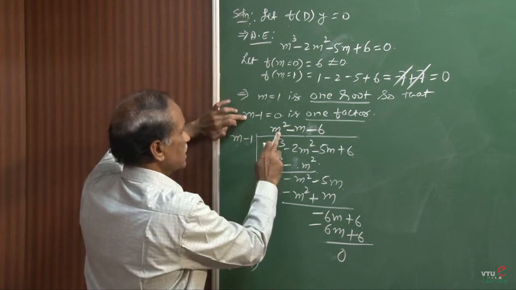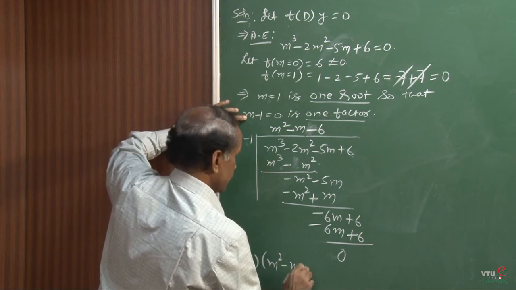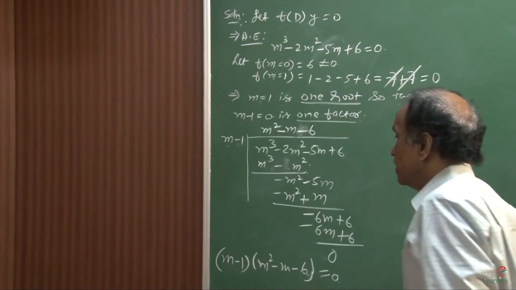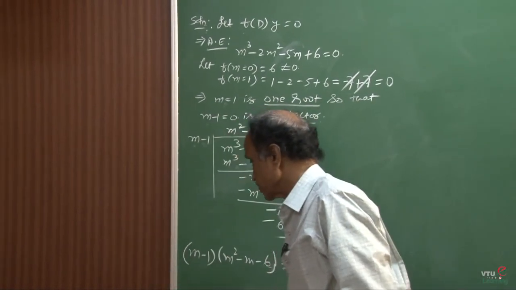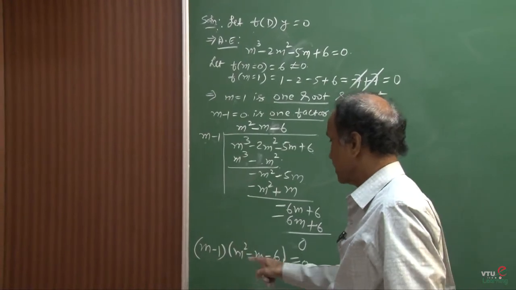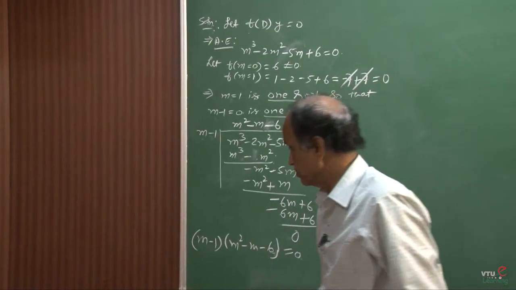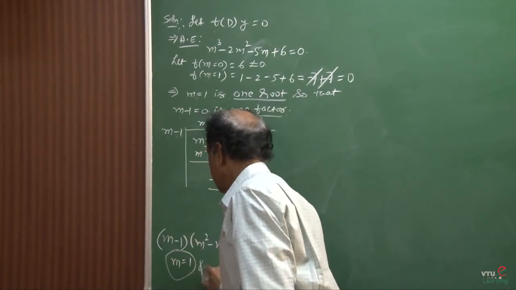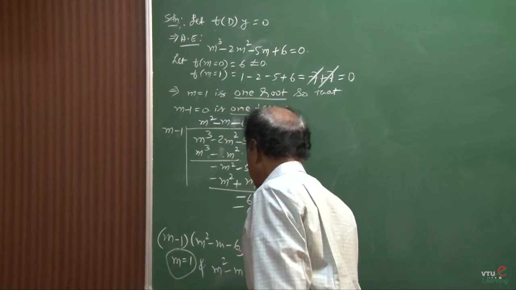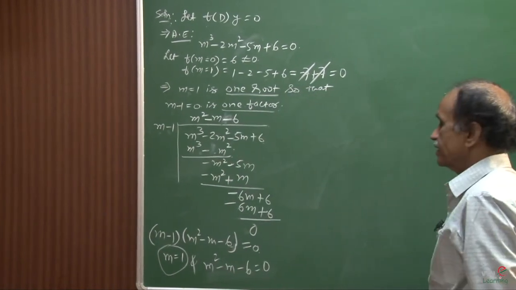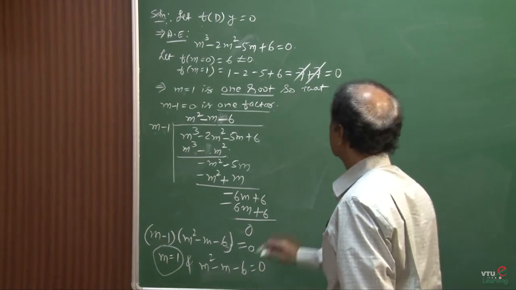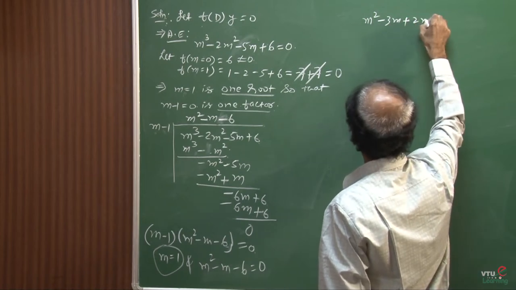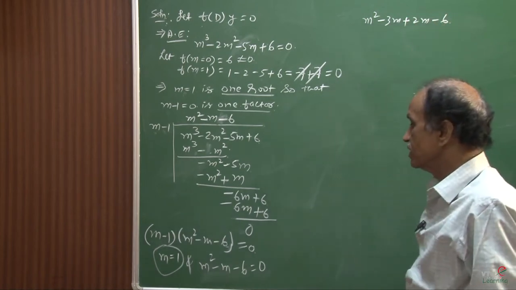m minus 1, one factor, and another factor is m square minus m minus 6, that is equal to 0. This is a quadratic equation, okay, and the other is a linear equation. In a linear equation you can expect one number, in a quadratic equation you can expect two values, means two numbers. Therefore, m is equal to 1, one number, and m square minus m minus 6 is equal to 0. Then what is the factorization for this? Directly you can write. So m square, it is minus 3m and plus 2m and minus 6 you can write, because the middle one is minus m.